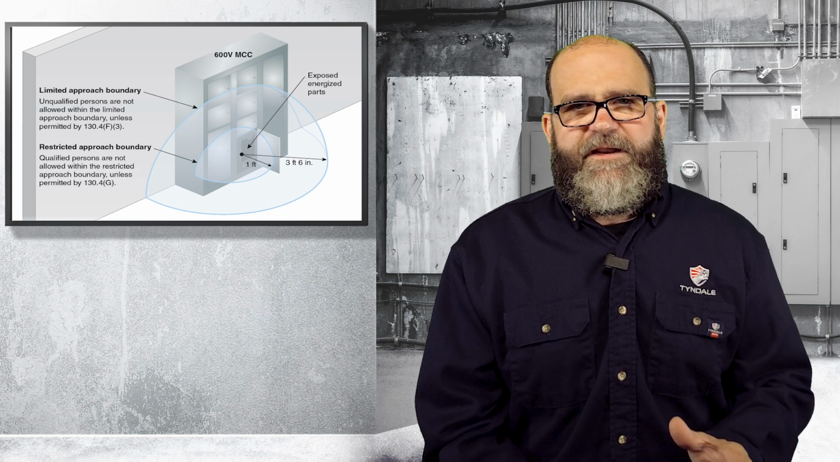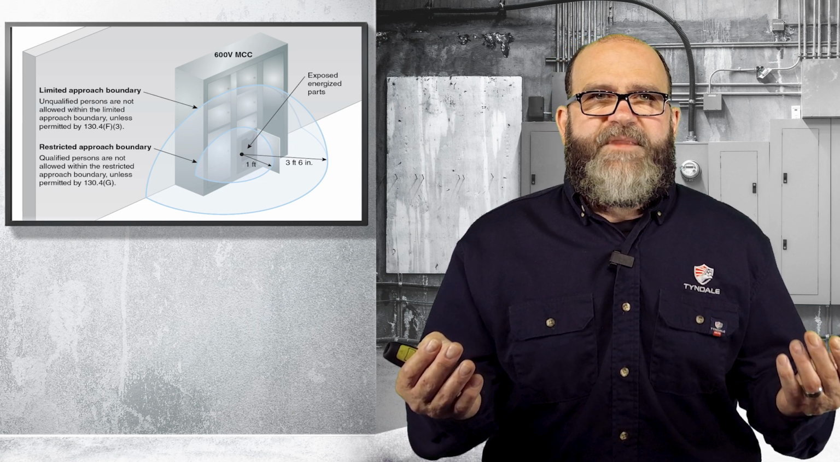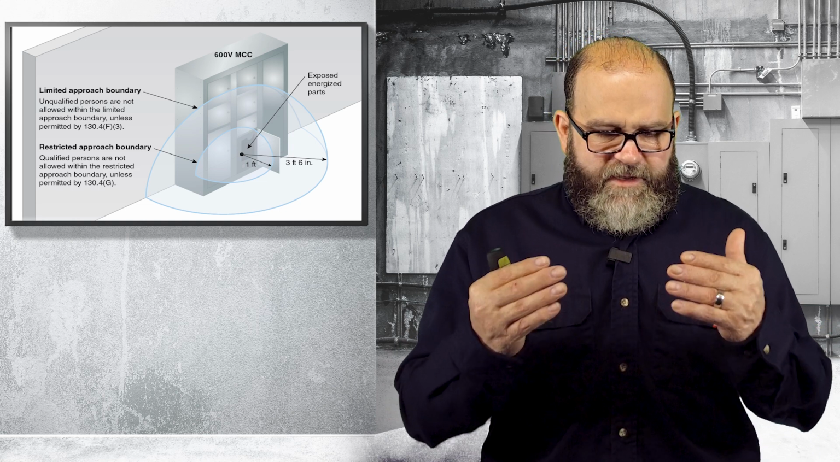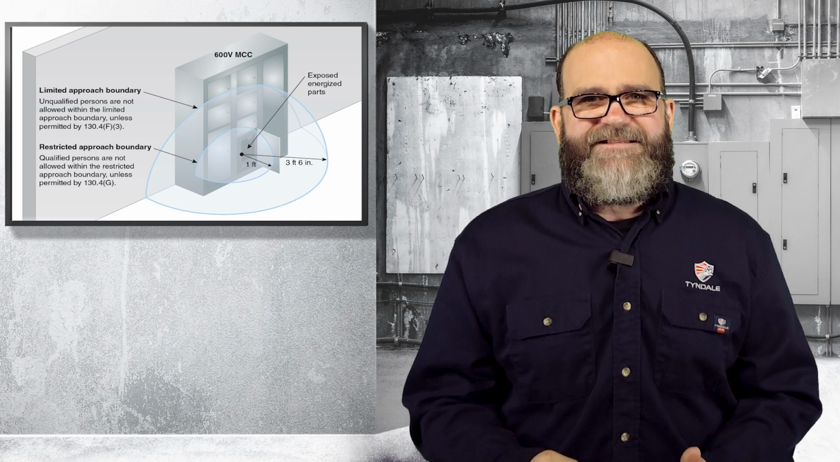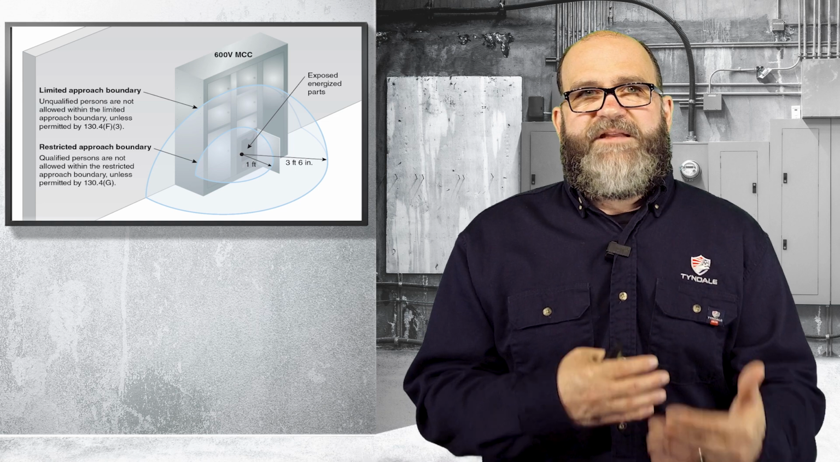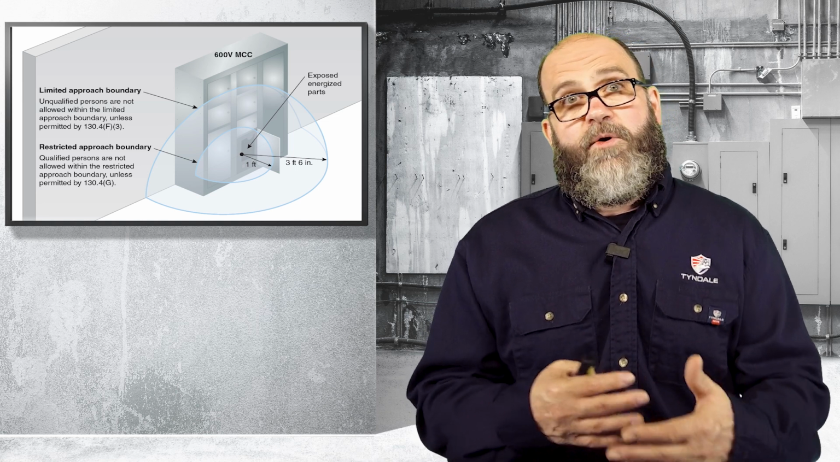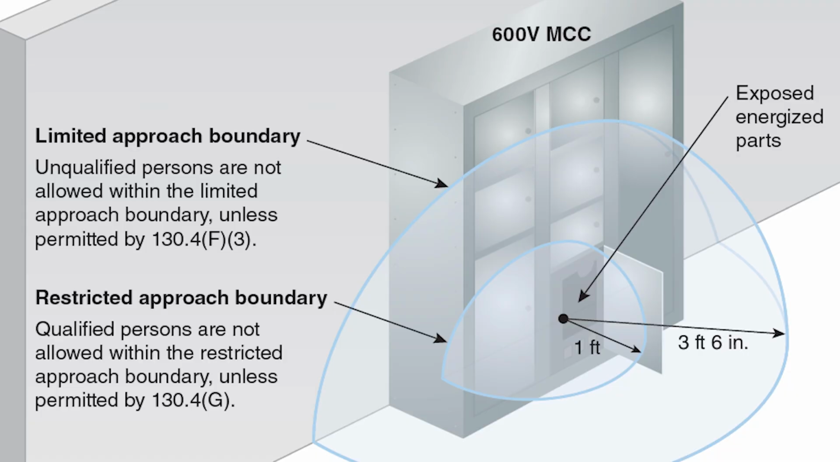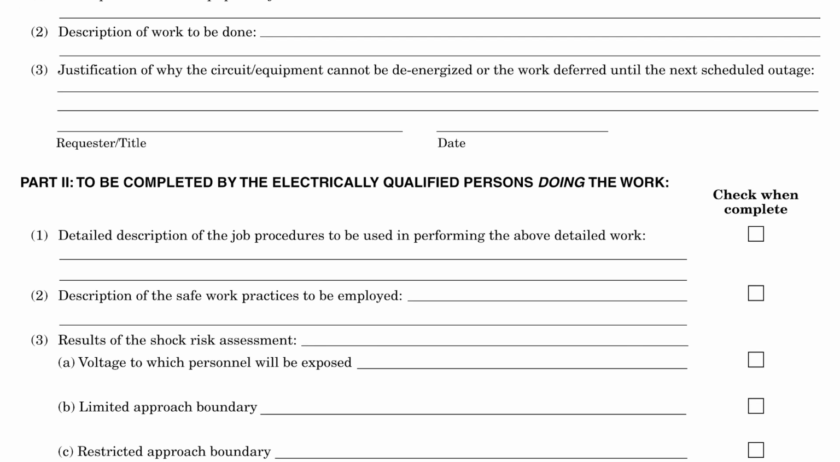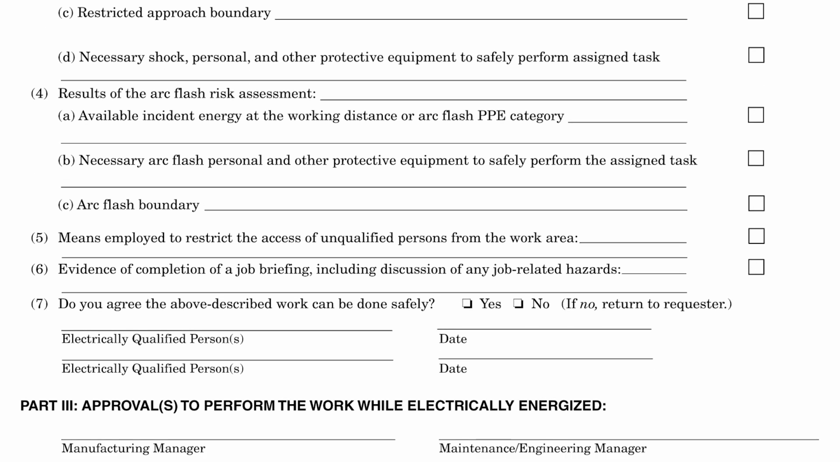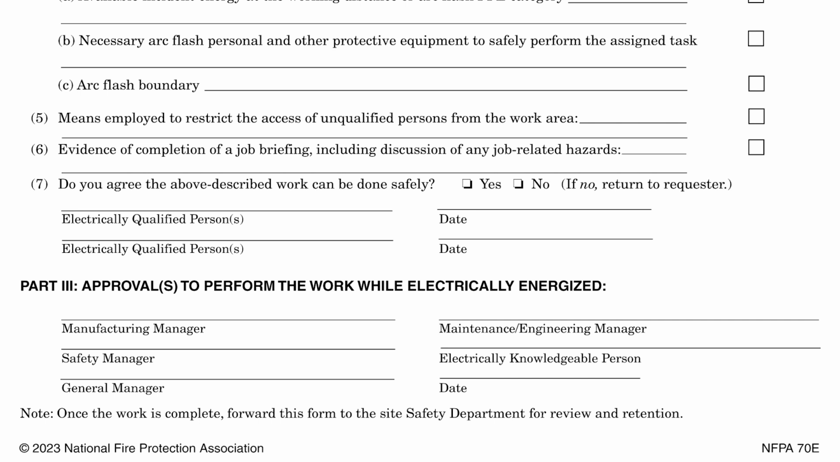Also, you're never going to be setting up a physical barricade like we talked about at the 12-inch restricted approach boundary. The minimum distance for your physical barricade will always be at least the limited approach distance that's listed in table 130.4EA or B and based entirely on your voltage level, right? In this case, your physical barricade would be set at 42 inches away from exposed and energized parts. And don't forget that pesky little thing called the Energized Electrical Work Permit that is required in some situations when you enter or cross that restricted approach boundary.